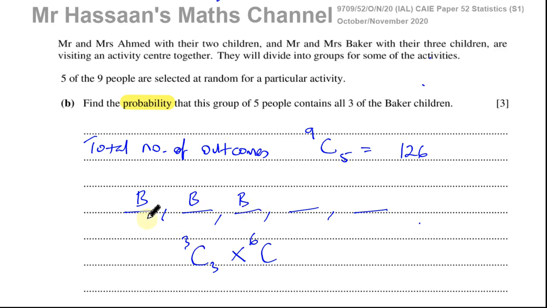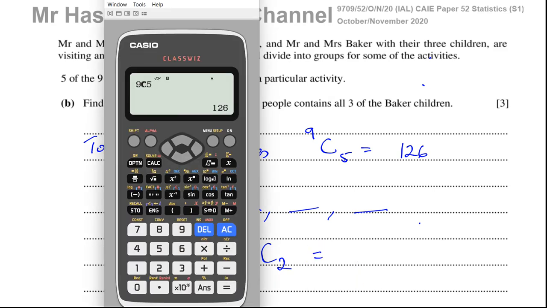The 3 Baker children are already taken up. That leaves us with 6 people left, okay? And from those 6, we have to choose 2. Okay, from those 6, we have to choose 2, and that should give us the right answer. So you're going to get 6C2 as an answer.